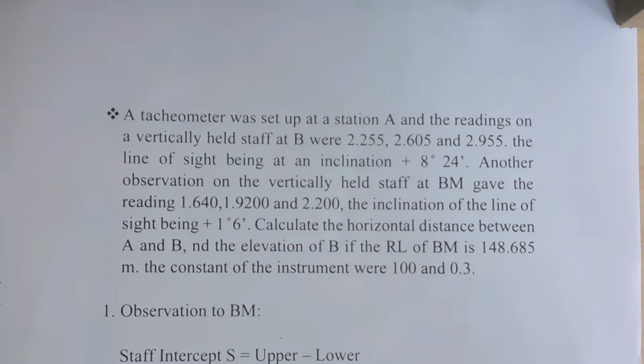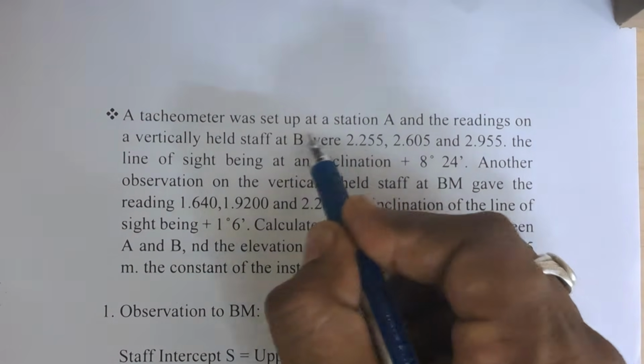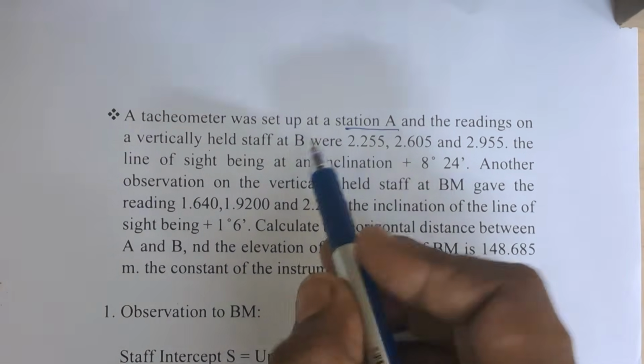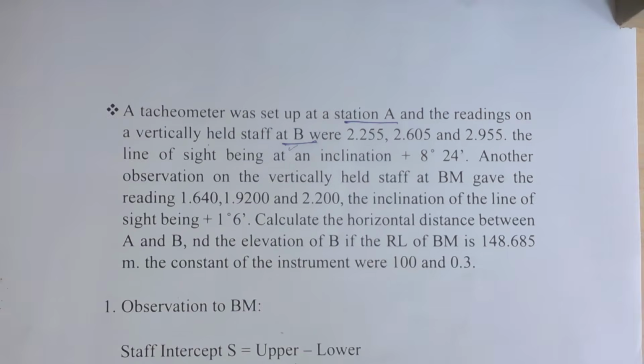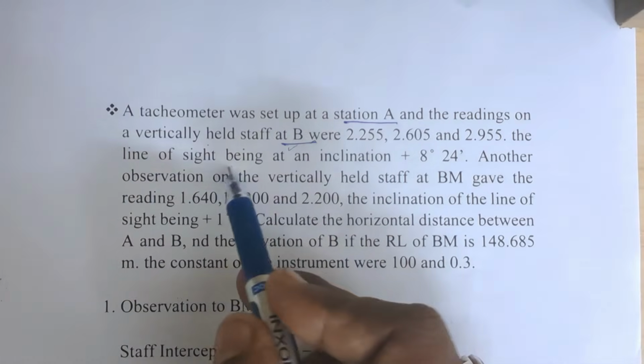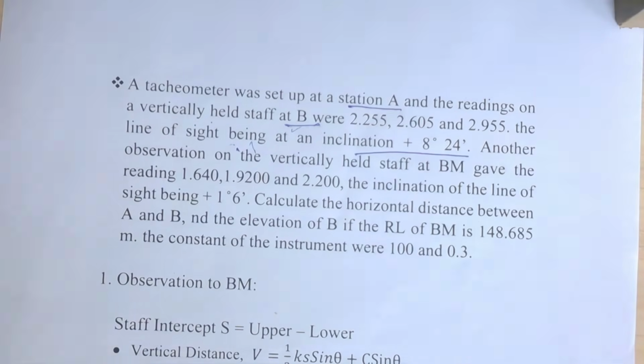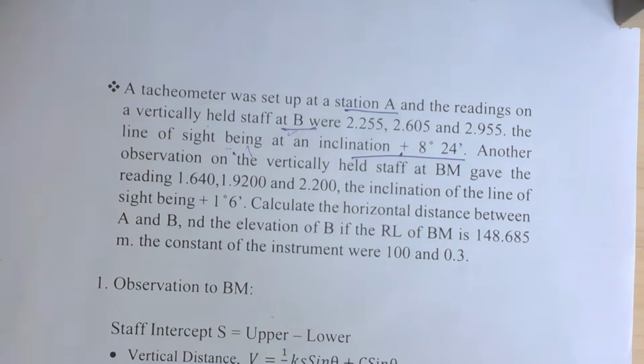Okay, now the next example. One example is given to you: the tachometer was set at a station A and reading on the vertically held staff at B. Means our instrument was fixed at station A and the leveling staff held at B, and we observe the reading. The upper reading is 2.255, middle reading is 2.065, and the lower reading is 2.955. Again you can see the inclination of the line of sight is given to you, that is 8 degree 24 minute. Plus sign indicates elevation angle.